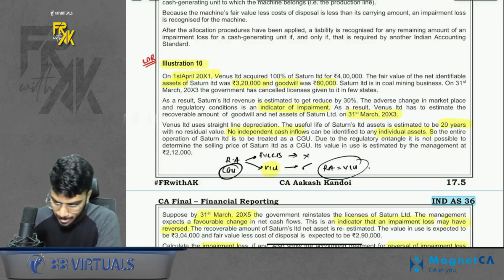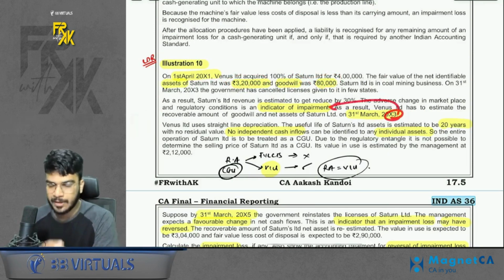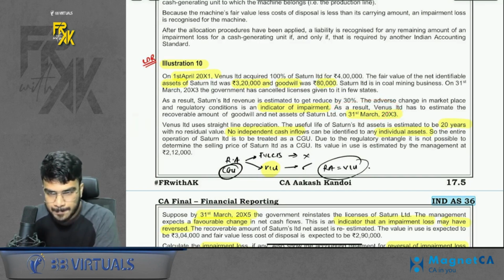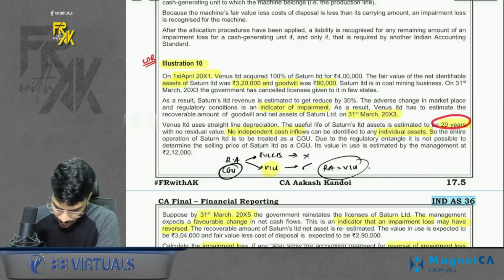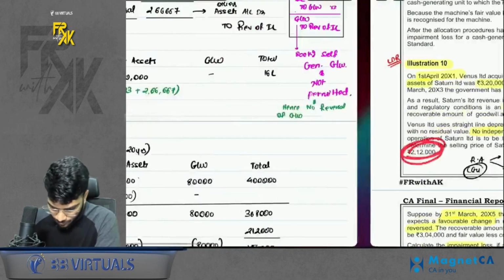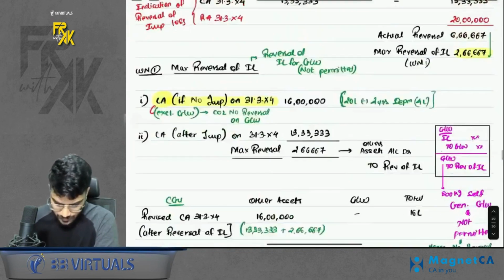How do we do it? See, we have other assets of 320, goodwill of 80, which was there on 1st April 11. Then they say after 2 years there is an indication of impairment. So first get the carrying amount after 2 years. Life is given, and I guess recoverable amount is also given, 2,12,000. So how do we do it? See, I will teach you here.